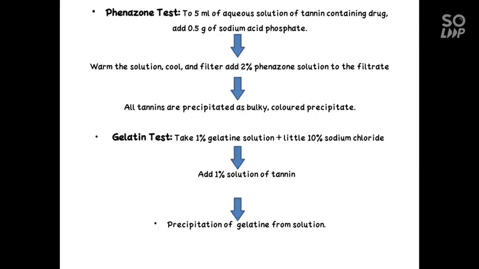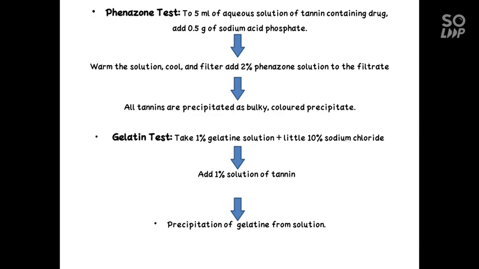Second is the phenazone test. To 5 ml of aqueous solution of tannin-containing drug, add 0.5 gram of sodium acid phosphate. Then warm the solution. Then cool and filter it. Then add 2% phenazone solution to the filtrate. The tannins are precipitated as a bulky colored precipitate.